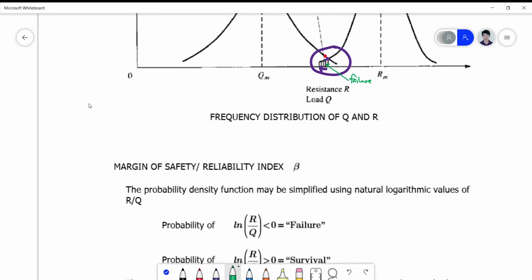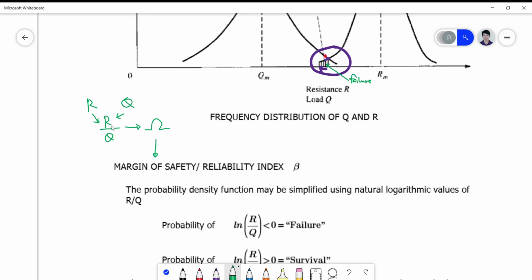R is a separate random variable, Q is a separate random variable, but if we divide the resistance over the load, we can actually achieve another random variable omega, which is known as the margin of safety, or simply the factor of safety. So that's how it works for these two random variables. So we mix them up.